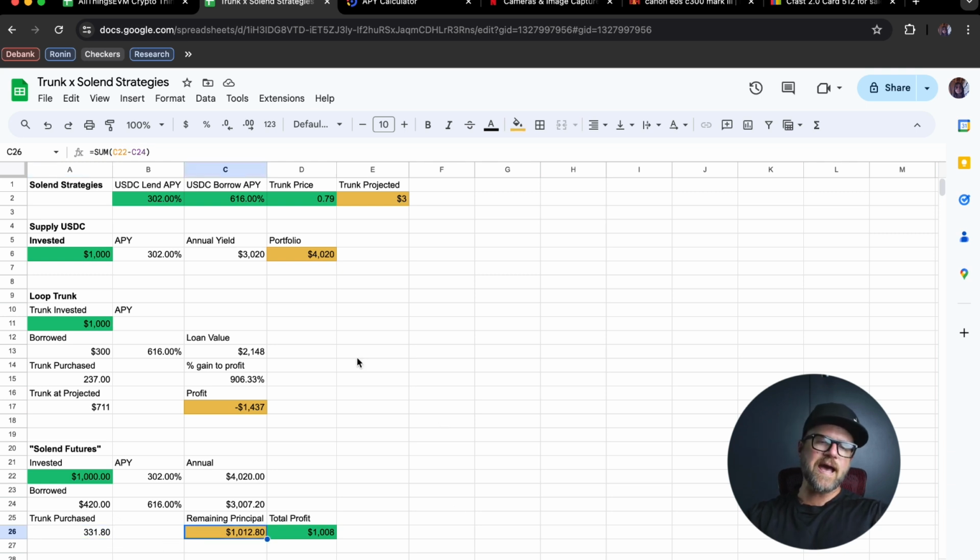All right, real quick recap. We have the supply USDC, which is super low risk. And depending on the APY, guys, your portfolio could go up pretty significantly without any exposure to Trunk. We have the looped Trunk strategy that I think is great for the short term, guys, but you do have to be careful with your loan value, and you're likely to need to sell some of your Trunk in order to pay off your loan. And then we have the advanced strategy of the Solend futures, which actually gives you the ability to withdraw the majority of your principal at the end of the year while maintaining your initial Trunk purchase.